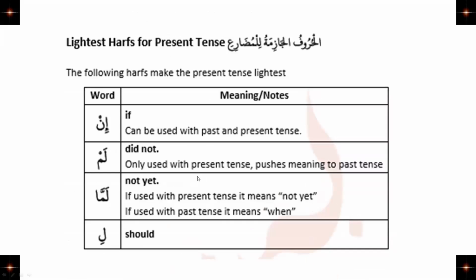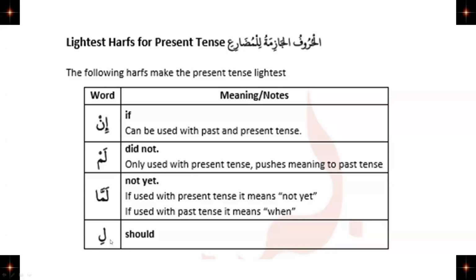Now let's look at the harfs that make a fi'l lightest. These are the harfs that are known as al-huruf al-jazima lil mudari. In, lam, lamma, and li. In, lam, lamma, and li. Now note this li very well. We'll come and discuss about it. It's a little bit tricky. If you're not careful, it will trick you into so many confusions. But for now, in, lam, lamma, and li are the harfs of jazm.